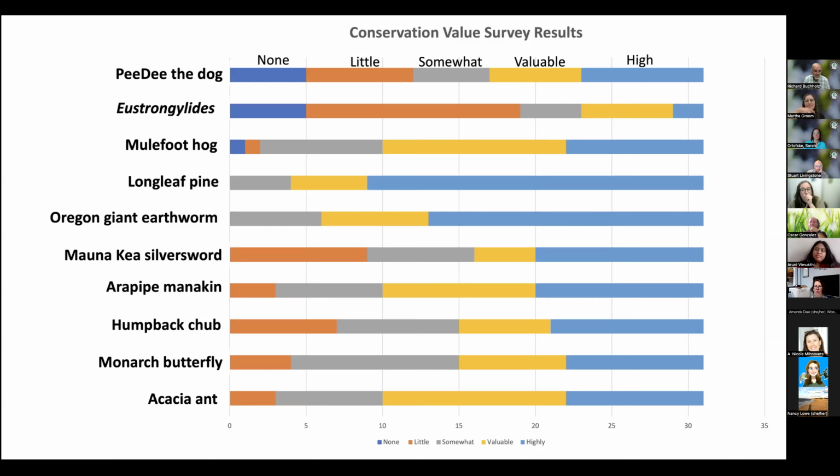I'm surprised by some things. Like I thought monarchs would do much better, and they didn't. Acacia ants, a fascinating, co-evolved system. Nope, they didn't love it. The Arapipi mannequin, right? Sure, they didn't see a picture of it, so that didn't do too well. Notice that the mulefoot hog, which is a breed of domestic pig, very few people said it had no value, and some people thought it had high value. So I think that's kind of interesting.